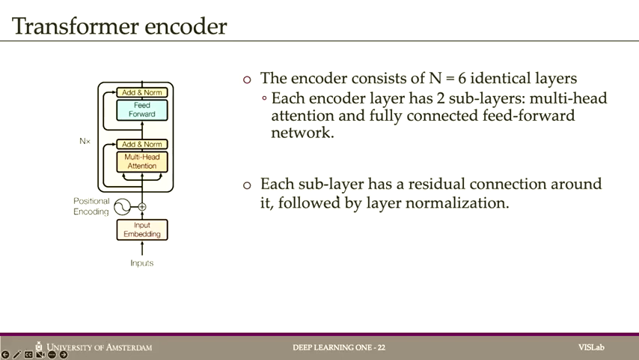Something interesting is that each sublayer has a residual connection here, as you can see, which is followed by a layer normalization. These kinds of tricks, like residual connections and layer normalizations, which maybe you already learned, are used to have more stable training and better performance in the end. So it's a design choice of the model.